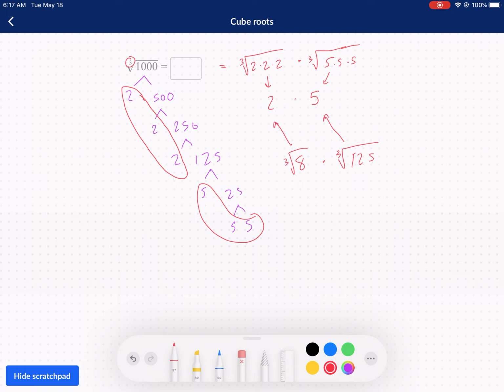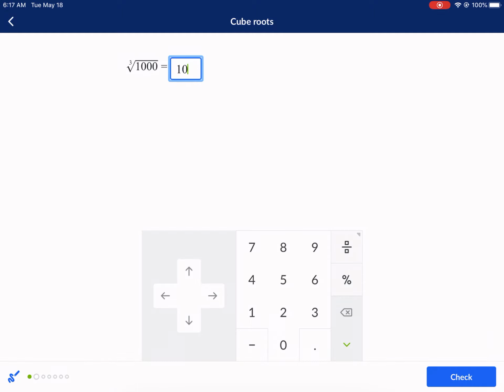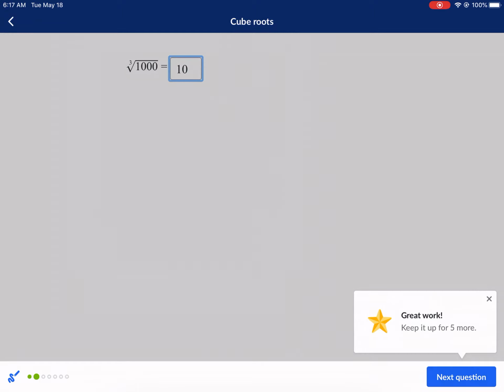Okay, so essentially we have 2 times 5, and we're going to get 10. 10 is our answer. 10 times 10 times 10 equals 1,000. So that's another way to do this problem. And that's why I think factoring is a pretty cool way to do it.